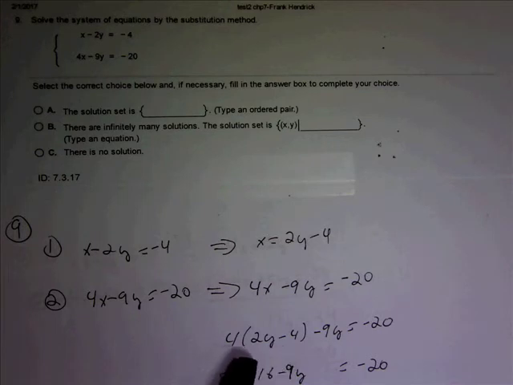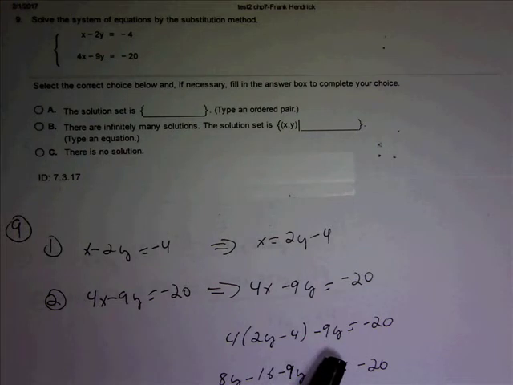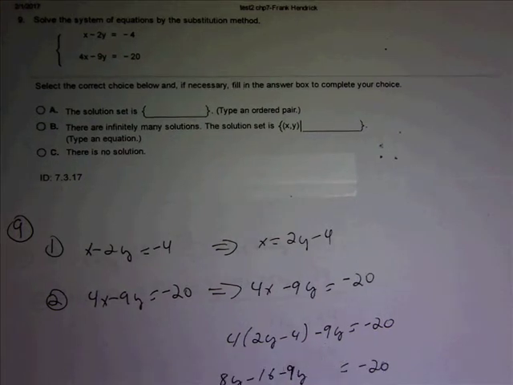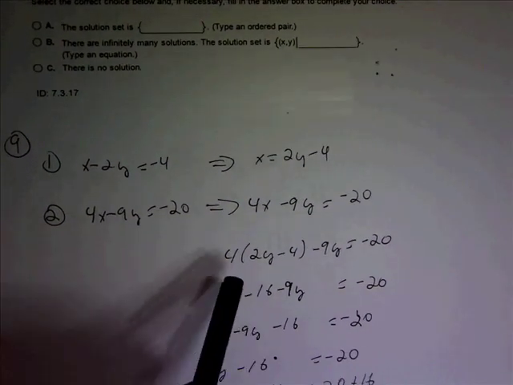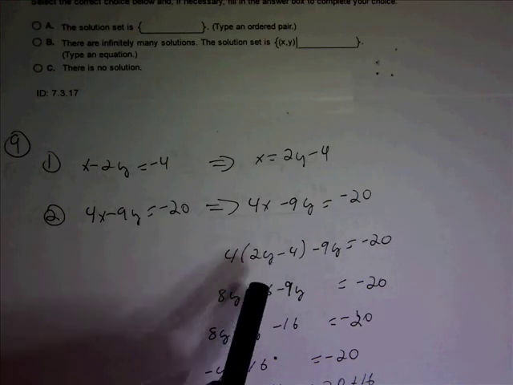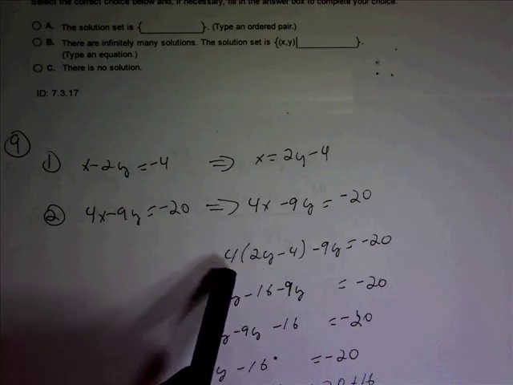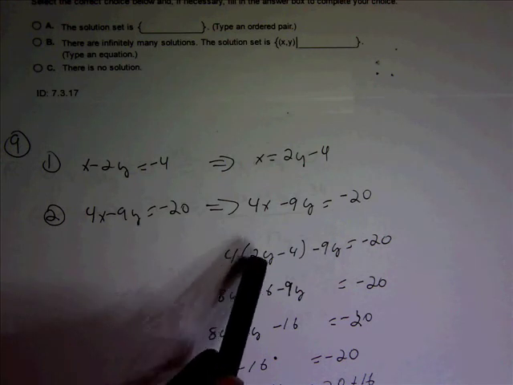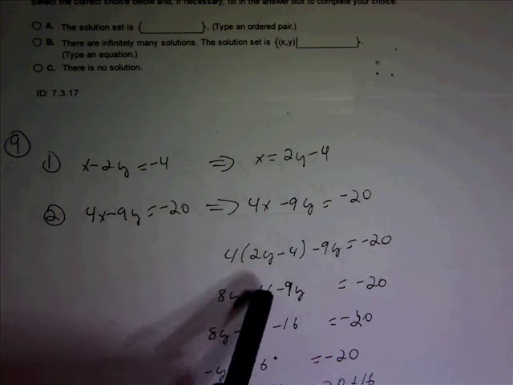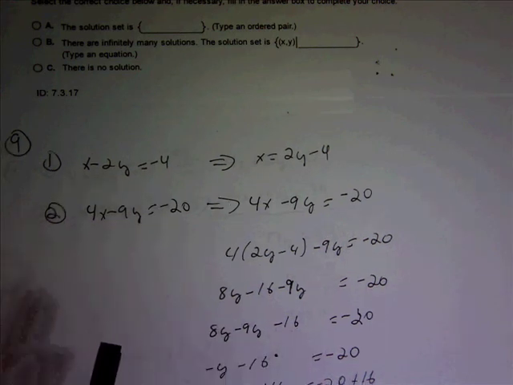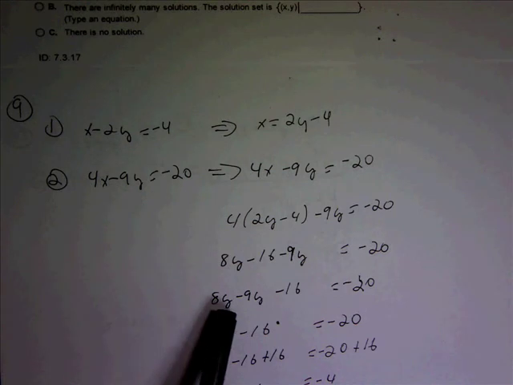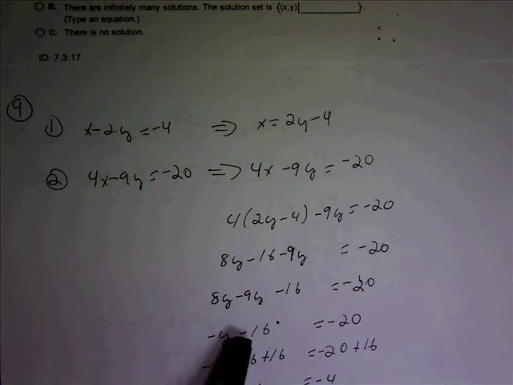So now when I do that, I only have one variable to solve for, y. But I can't solve it for y right away because one of the y terms is inside parentheses. So I use my distributive property. 4 times 2 is 8, and 4 times negative 4 is negative 16, minus 9y. Then I get my y terms next to each other. Negative 8y minus 9y will be a negative y, and a minus 16, and a minus 20.